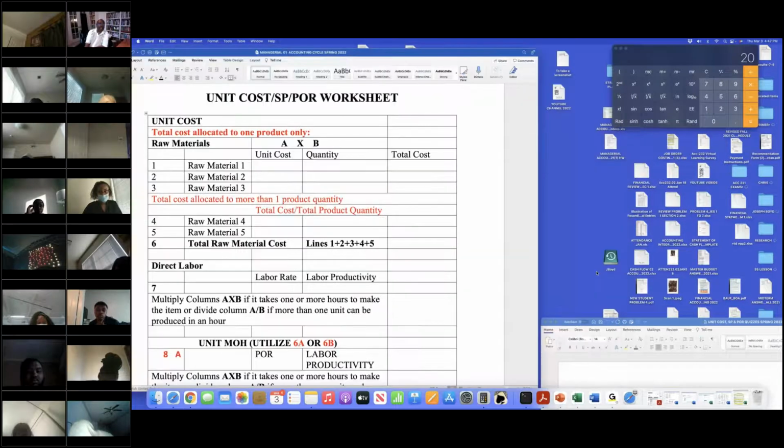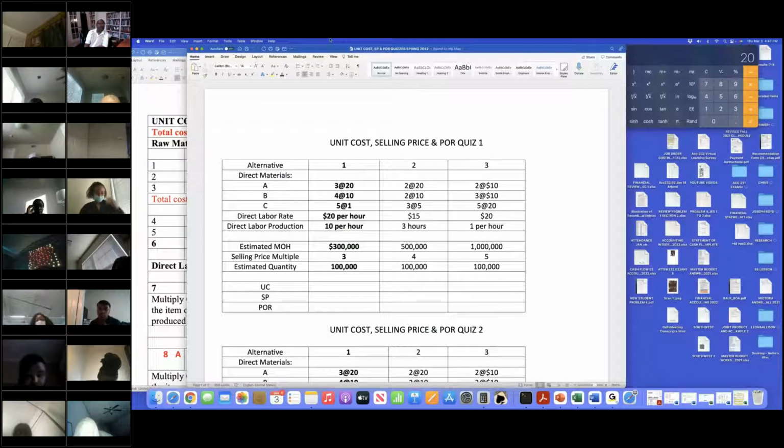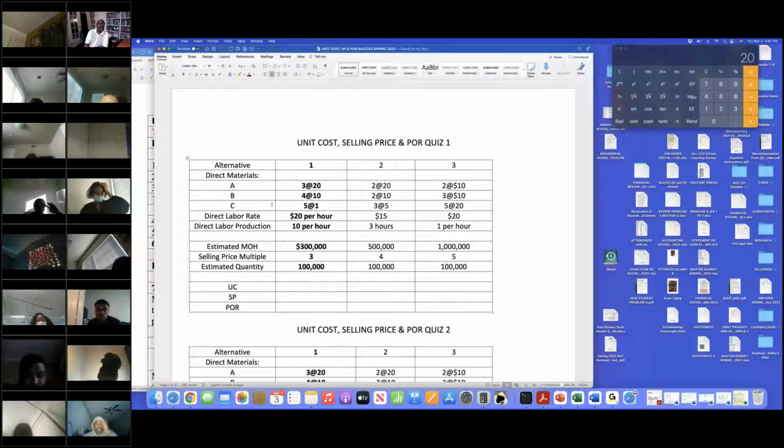In the first example, it said there were three ink cartridges at 20, four at 10, five at one. The direct labor rate was $20. And we could produce 10 in an hour. The estimated manufacturing overhead was 300,000. The selling price multiple was 3, and the quantity to be made was 100,000. So you have all the information you needed. So let's look at this first scenario.